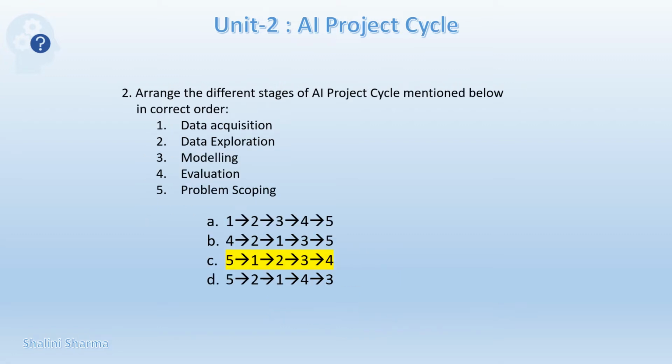As we are all aware of the different stages of AI project cycle, the first stage is problem solving, next is data acquisition, then data exploration, followed by data modeling, and the last stage is evaluation. So the correct option is C, which is 5, 1, 2, 3, 4.